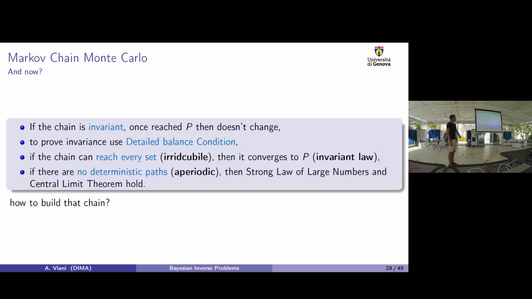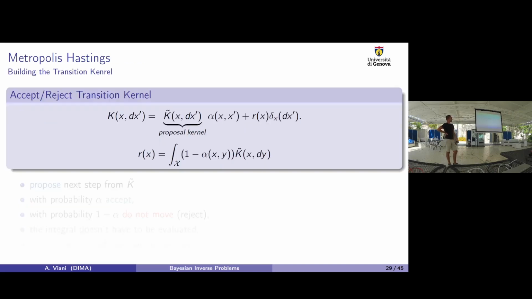And so now we have to choose how to build that chain. How can we build it? There is an algorithm called Metropolis Hastings that is based on a mechanism of accepting or rejecting the proposal. So we propose a move, and then we see if it is good enough. If yes, then we move, so the chain moves. If not, we stay where we were.